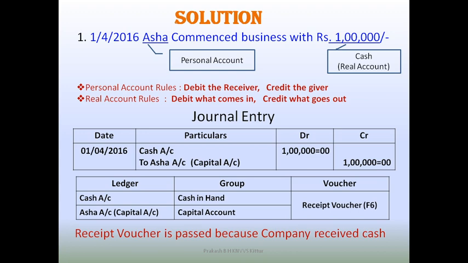Here we have to pass the voucher. That is a receipt voucher, which is being passed because we have received the cash for the company. So the company received the cash, hence we have passed the receipt voucher.